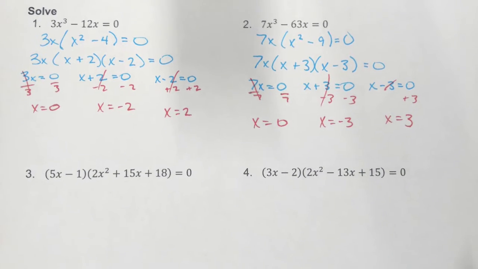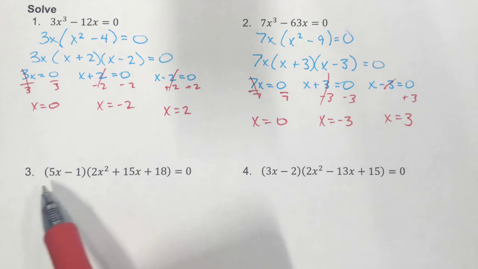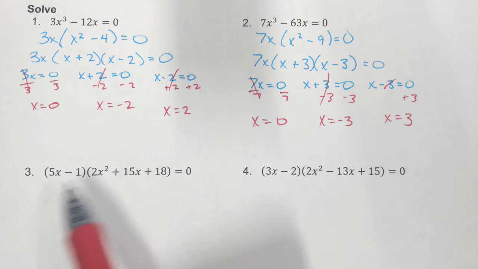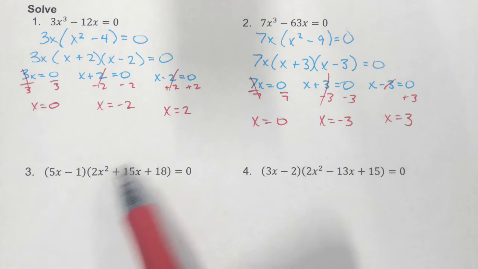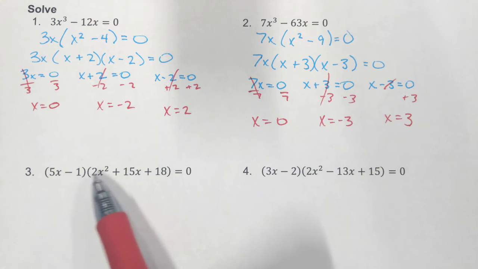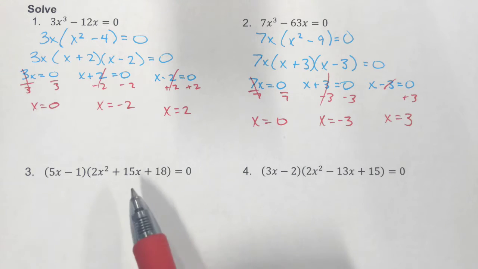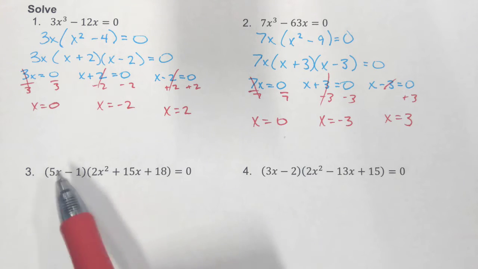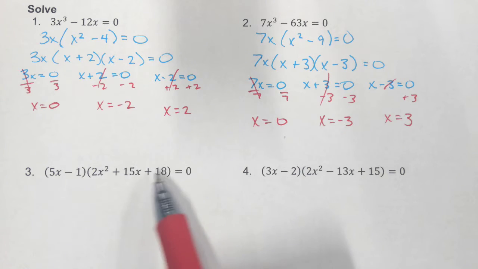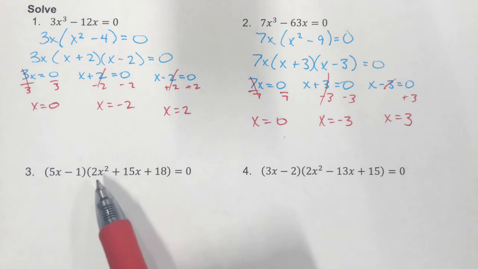All right, on number 3. Now, your first thought might be, well, I should probably distribute this 5x minus 1 through. That's actually not what you want to do on problems like this. You want to leave that alone. You want to just look at this trinomial in the second parenthesis and factor it. So this one's technically already a factor, so just leave it alone. And here is their GCF. I do not see one. Nothing's in common.